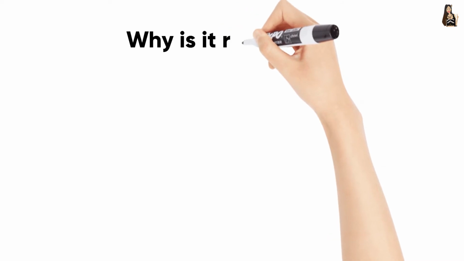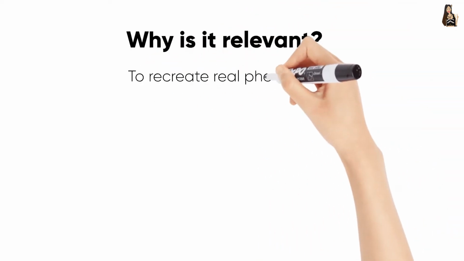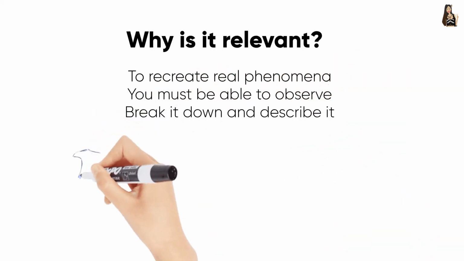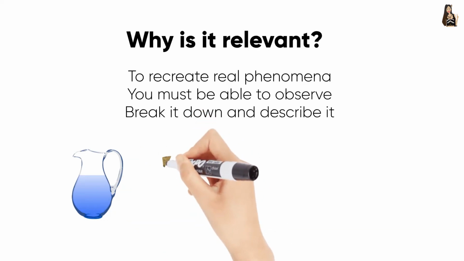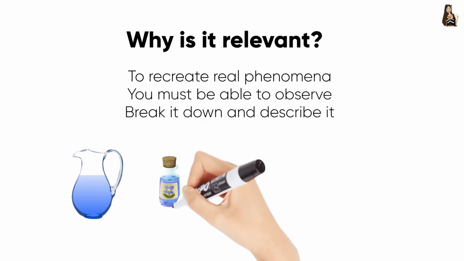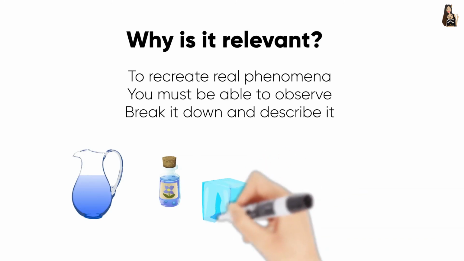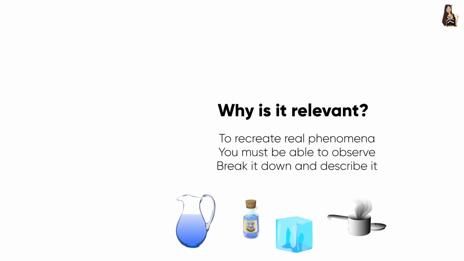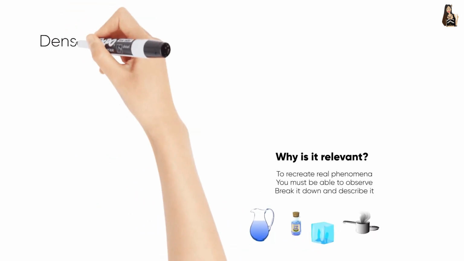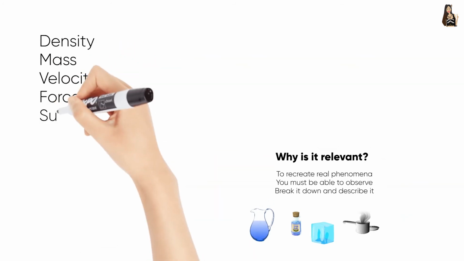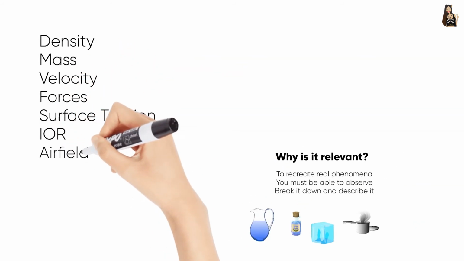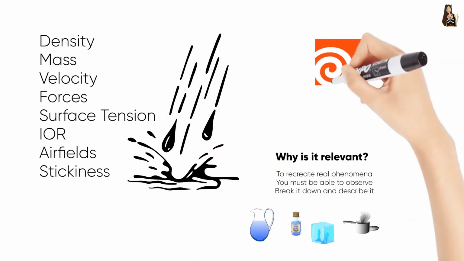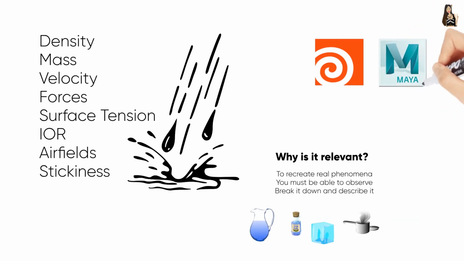And why is this relevant? Well, first of all, if you want to create something that happens in real life, so you can observe it in real life, you need to be able to describe it and break it down. So if we have a liquid simulation, you need to know how liquids behave, for example, when put in a jar or a bottle. And then you need to be able to translate this information to a 3D VFX software. So without that knowledge, it would be very difficult to create something realistic in 3D software. So physics and maths are very important tools to help you create 3D things and FX animation, for example, in Houdini.